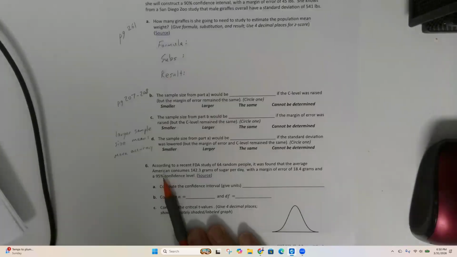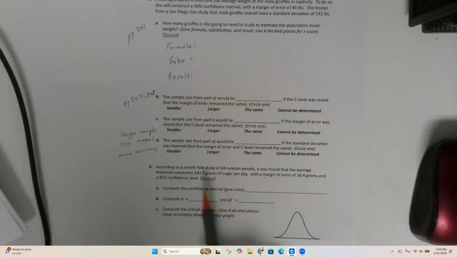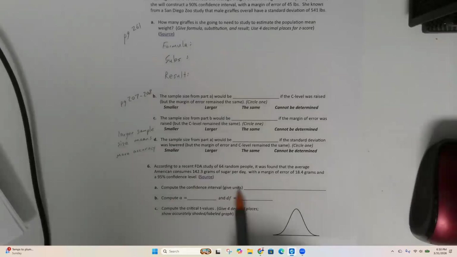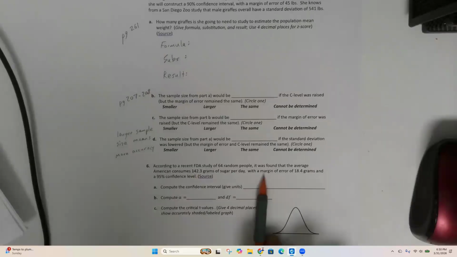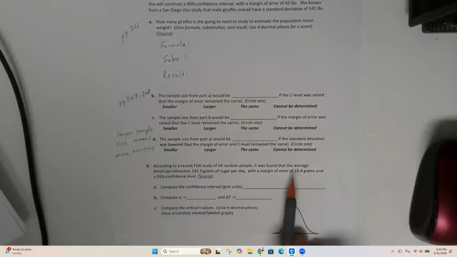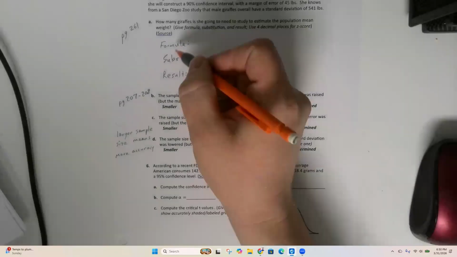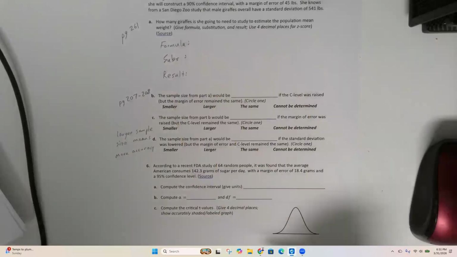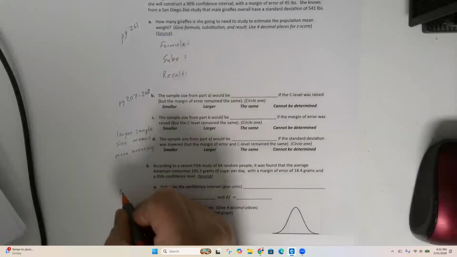Question number 6. According to the recent FDA study of 64 people, it was found the average American consumes 142 grams of sugar. Margin of error is this. All right. Compute the confidence interval. So in this case, they gave me the margin of error, so I don't need to go do a bunch of crazy formula substitution. It's just your point estimate.